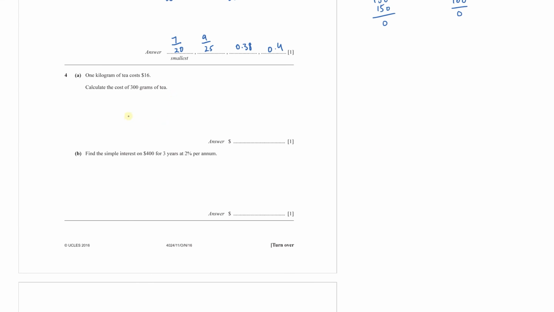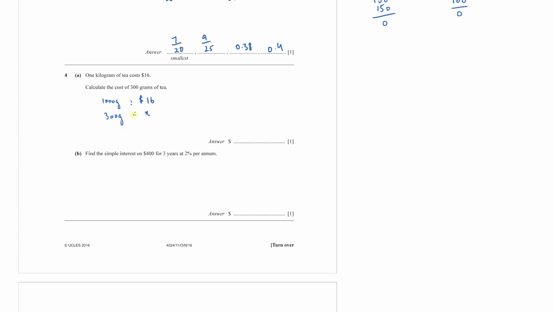Question number 4 is 1 kilogram of tea costs $16. Calculate the cost of 300 grams of tea. So 1 kilogram in grams would be 1000 grams. So 1000 grams is ratio 16, and then 300 grams would be value x.